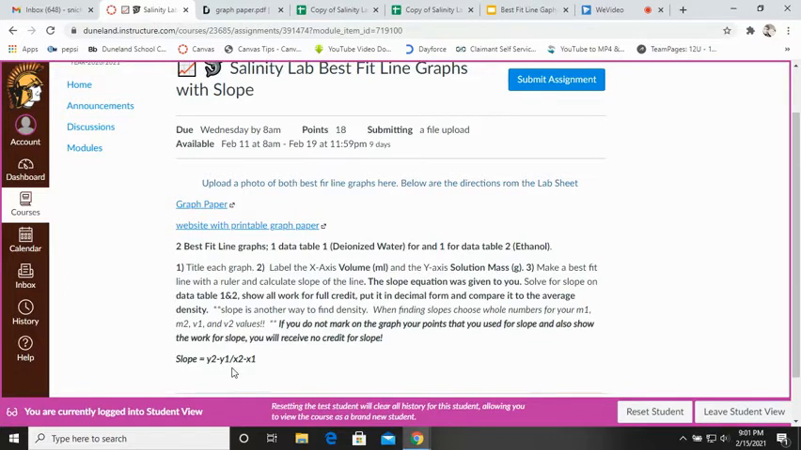When finding slopes, choose the whole numbers for your M1, M2, V1, V2 values. If you do not mark on the graph your points that you use for slope and also show the work for your slope, you'll receive no credit for slope. Okay? And when you're done today, you're also going to submit your graphs, pictures of them, into the assignment. And make sure you also upload your data tables today as well, data table 1, data table 2 in the module. You'll have to submit pictures of those.